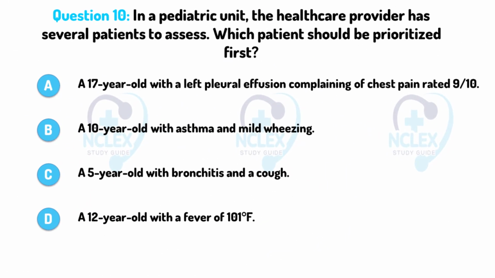Question 10. In a pediatric unit, the healthcare provider has several patients to assess. Which patient should be prioritized first? A. A 17-year-old with a left pleural effusion complaining of chest pain rated 9 out of 10. B. A 10-year-old with asthma and mild wheezing. C. A 5-year-old with bronchitis and a cough. D. A 12-year-old with a fever of 101 degrees Fahrenheit.